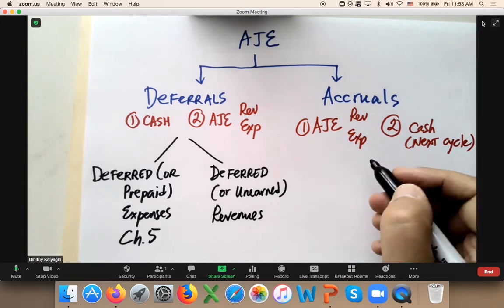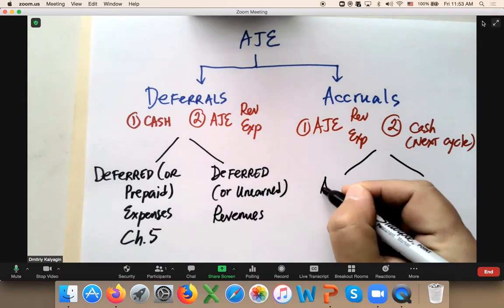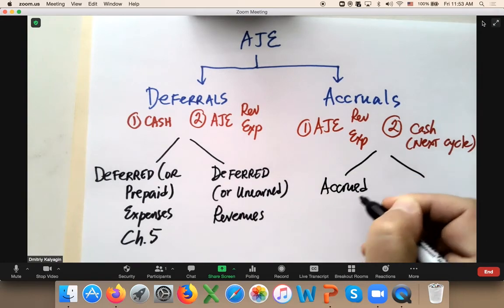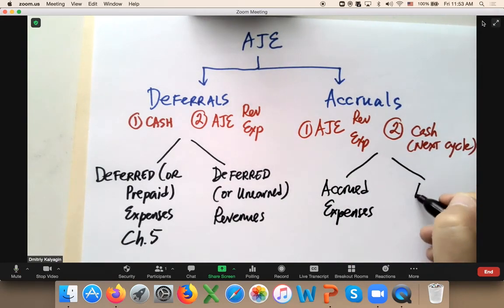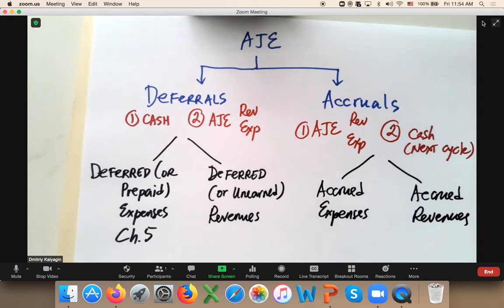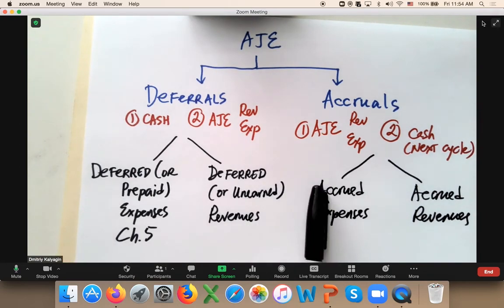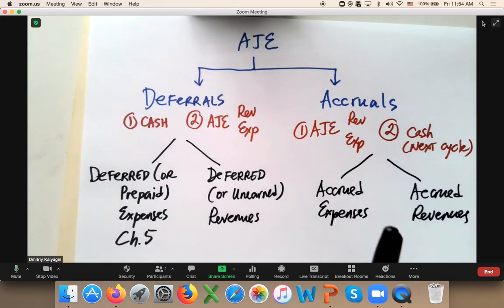And of course here we will have two types of adjusting entries. One is called accrued expenses, and the other one is called accrued revenues. So your textbook covers the expenses first, deferred expenses, accrued expenses, and then it covers deferred revenues and accrued revenues.